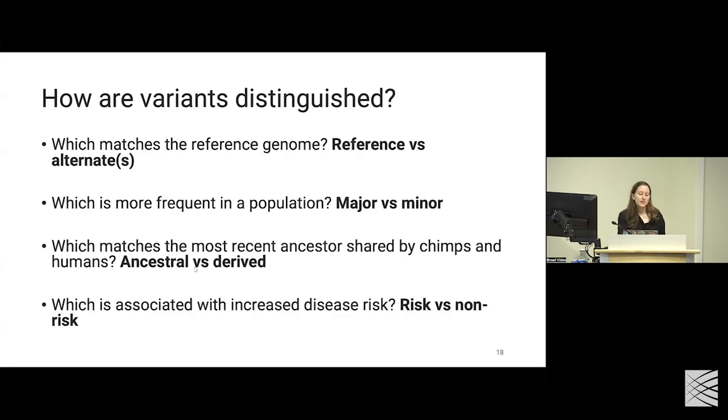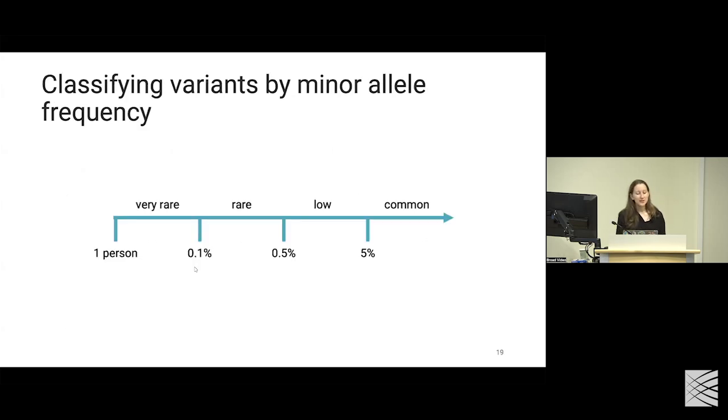And we also talk about these variants in terms of their association with increased disease risk. So we might call these risk versus non-risk. Classifying variants. We can also classify these variants further by minor allele frequencies.